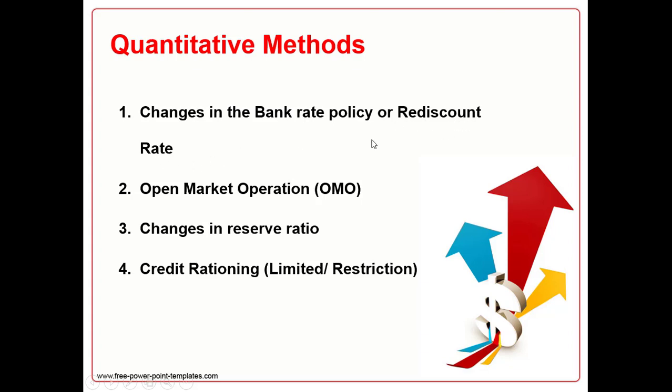And guys, this rediscount rate policy is a very important short question for the 2020 board exam. Similarly, the second is open market operation, OMO. Again, it is a very important short question for FBISE 2020 exams. The third method, which is quantitative, is changes in reserve ratio. And the last is credit rationing. Rationing means restrictions. So we will see one by one in detail.